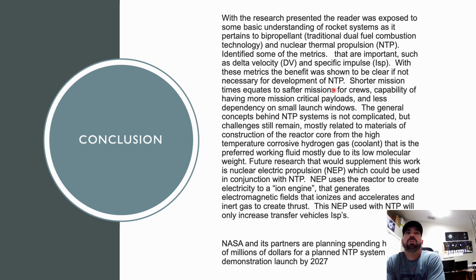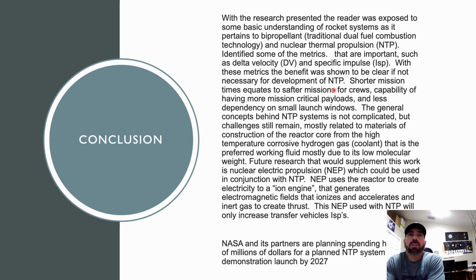In general, we showed that the nuclear thermal propulsion system was not a complicated design. However, there still remain challenges as it relates to materials of construction in the reactor core and being able to withstand the high temperature corrosive properties of hydrogen. Hydrogen is the preferred working fluid, mostly due to its low molecular weight and increase of ISPs.